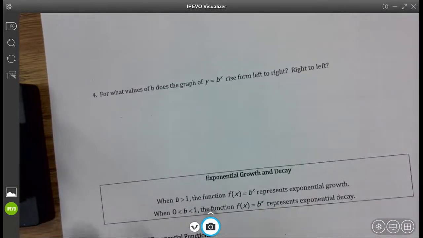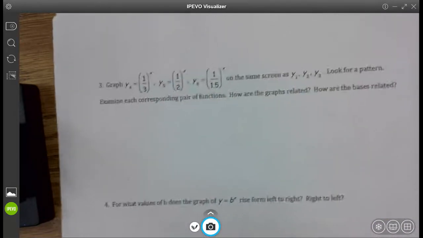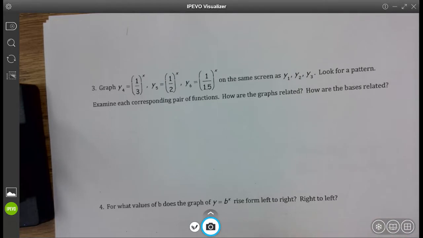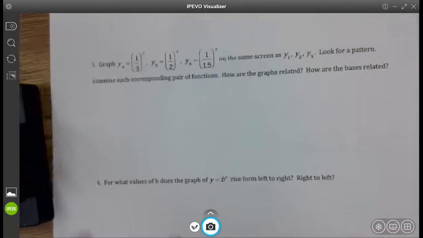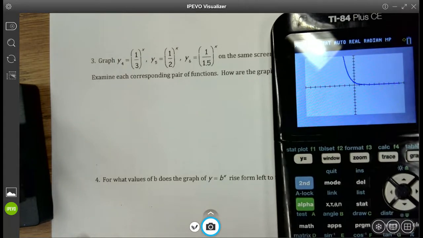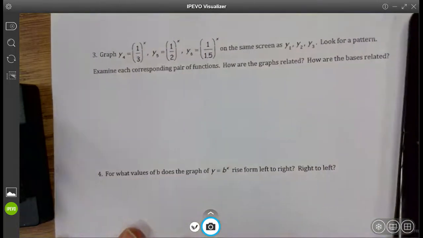Next page. It says graph 1/3 to the x, 1/2 to the x. So let's try opposite now. 1 divided by 3 to the x, 1 divided by 2 to the x, 1 divided by 1.5 to the x. That's the 1/3. That's the 1/2. That's the 1 over 1.5. How are they related?